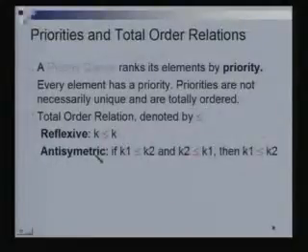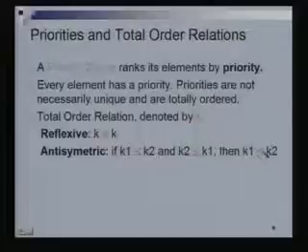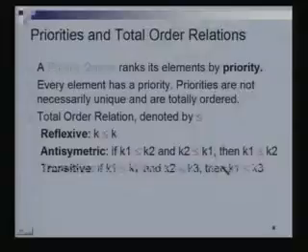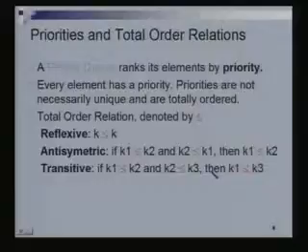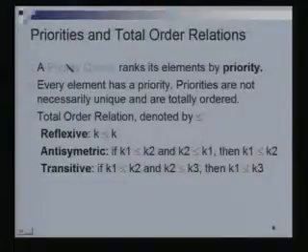It is antisymmetric, which means that if k1 is less than or equal to k2 and k2 is less than or equal to k1, then k1 is equal to k2. There is an error here. Then k1 and k2 should really be the same. And it is transitive. If k1 is less than or equal to k2 and k2 is less than or equal to k3, then k1 is less than or equal to k3. Right? So these are the properties of a total order relation, and we'll assume that the priorities that we have satisfy a total order relation.